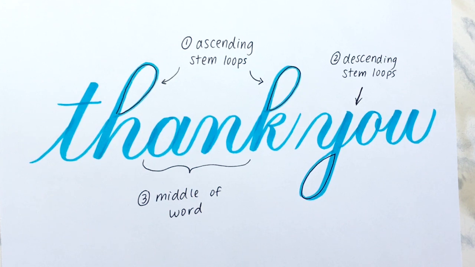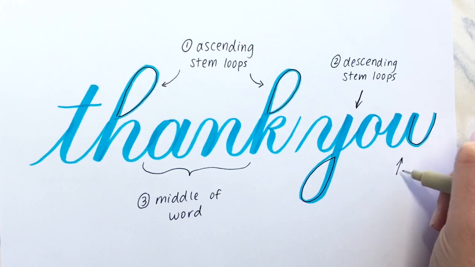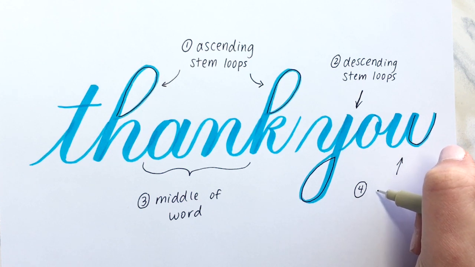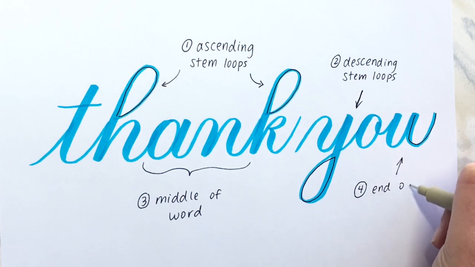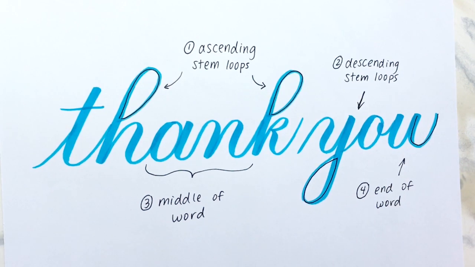Okay, and then the fourth place is at the end of the word. So here the letter U is the last letter in this phrase, so that's another spot that we could add a flourish at the end of a word or the end of a line.